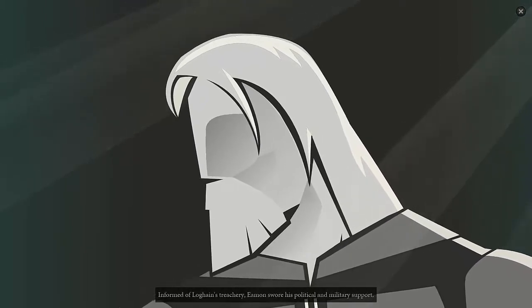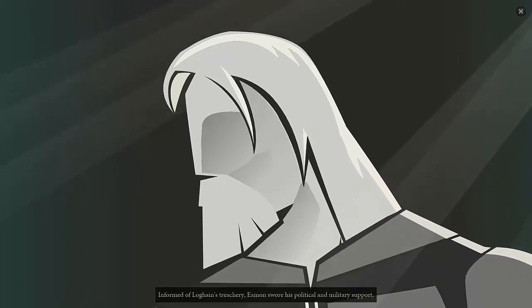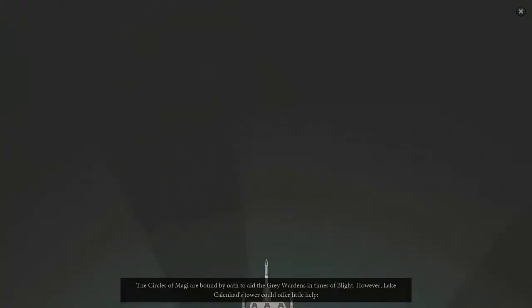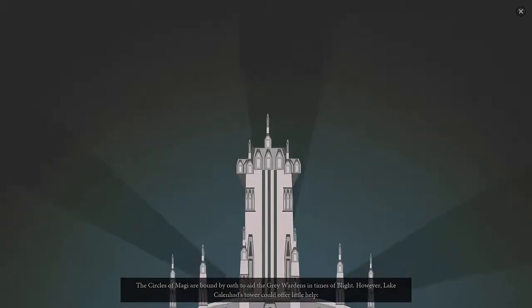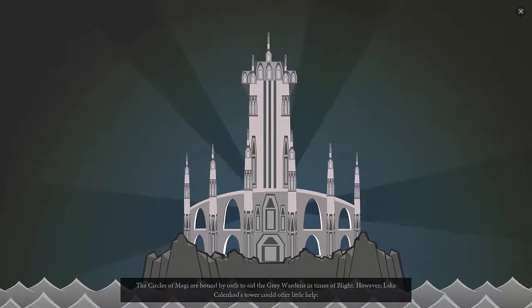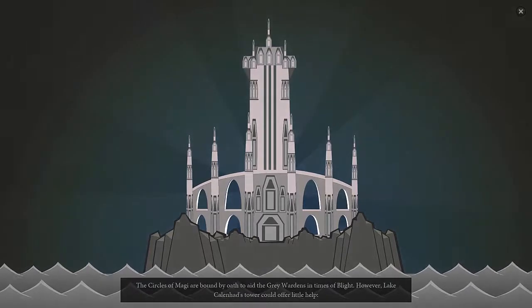Informed of Logain's treachery, Eamon swore his political and military support. The circles of Magi are bound by oath to aid the Grey Wardens in times of blight. However, Lake Calenhad's tower could offer little help.